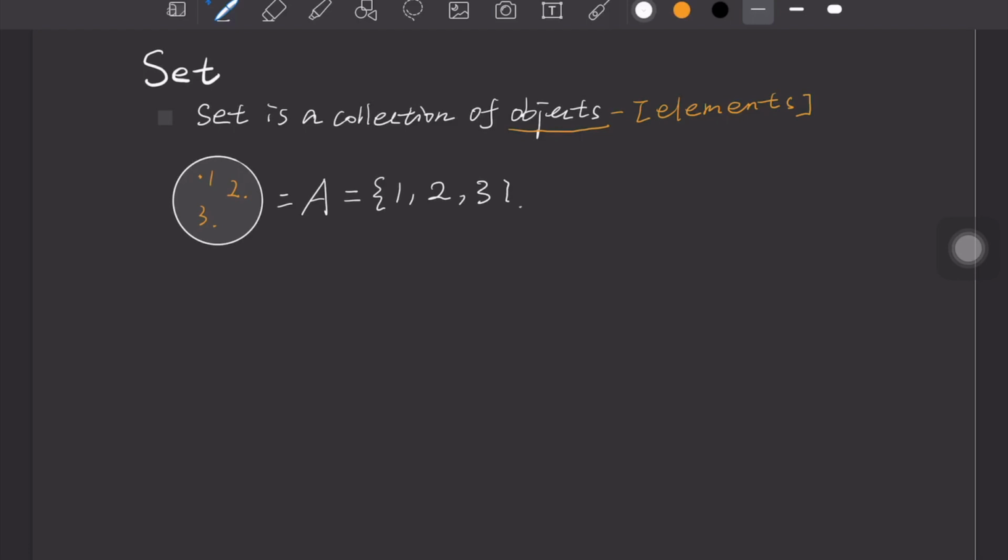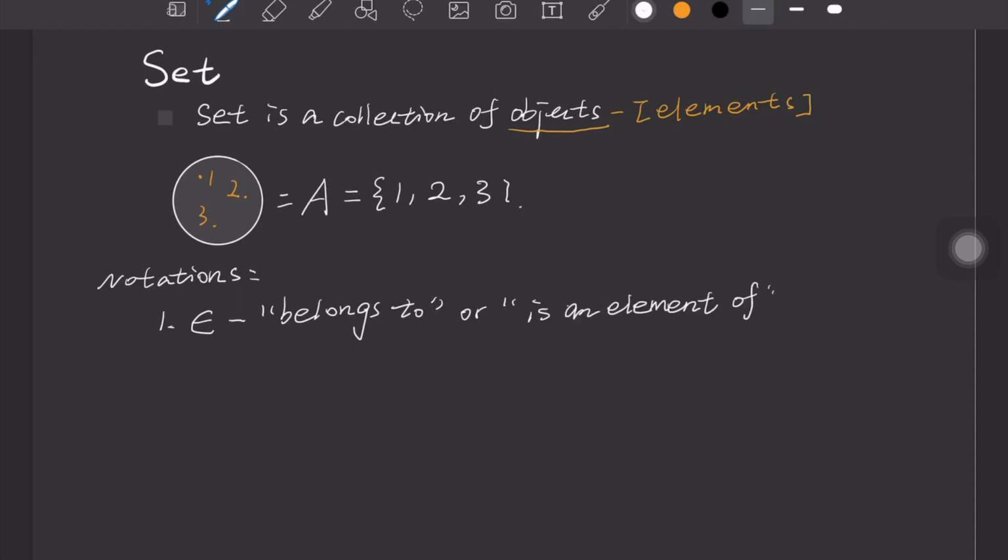But how do we express that an object is an element of a set? We can use some notations. The first notation is this one. It means belongs to, or is an element of. Conversely, this one indicates doesn't belong to, or isn't an element of.